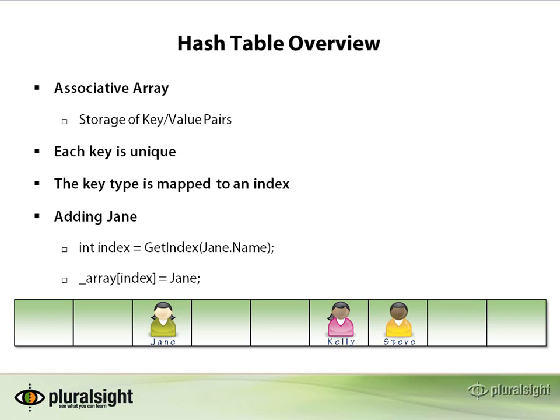So that's a really high-level overview of what a hash table is. It's a way for us to store key value pairs into an opaque data structure that we view as an associative array, using a key other than the array index to add and remove the item.